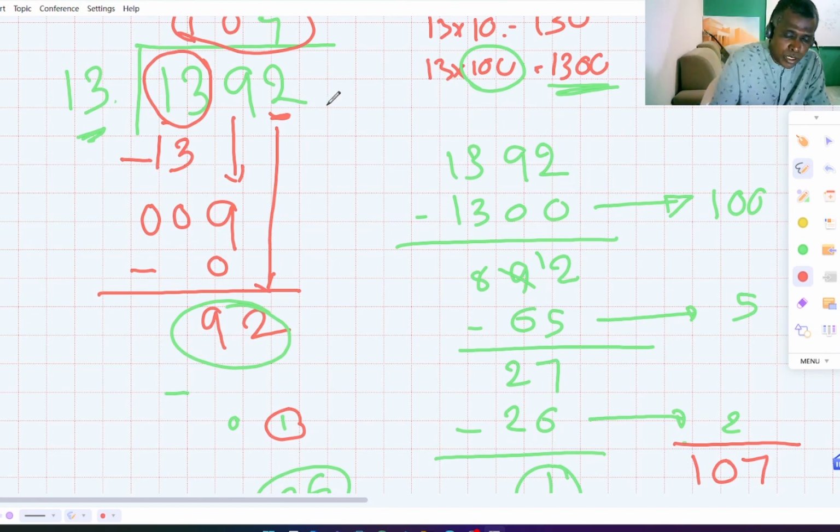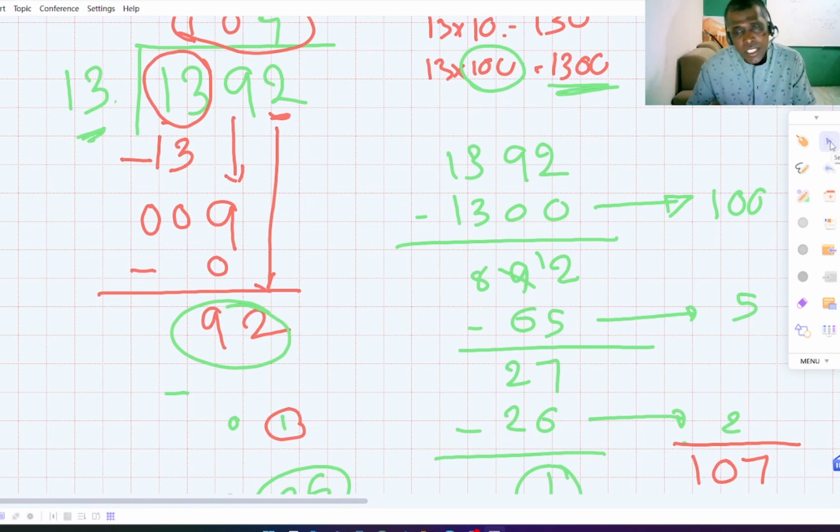Here, we used 2 different methods. Here we are removing groups, repeated subtraction. Here we use the long division method. That's one way of doing this calculation, and it's also very easy to do. Another method is called the short division method. Let's see for small numbers how we can use the short division method.